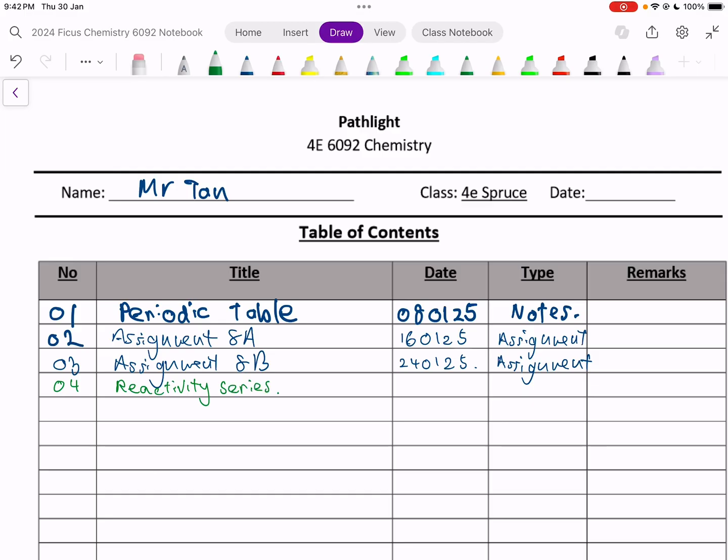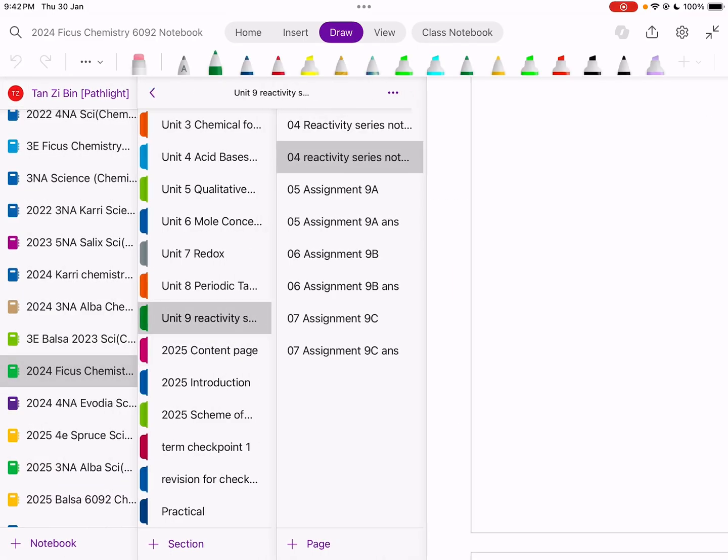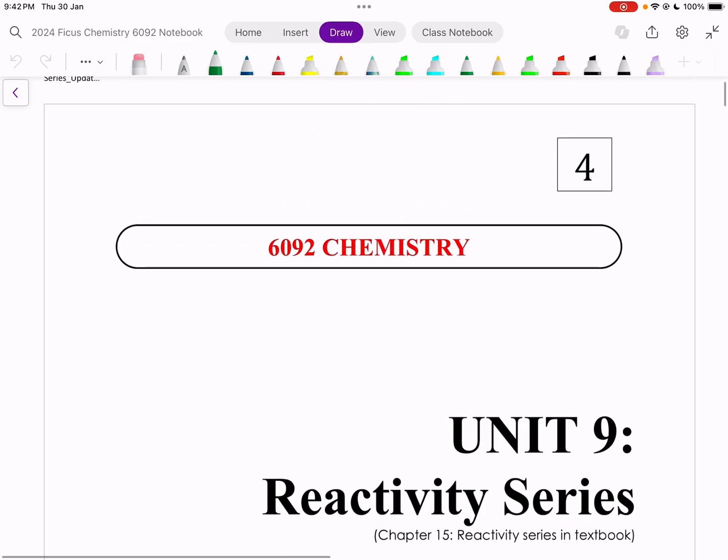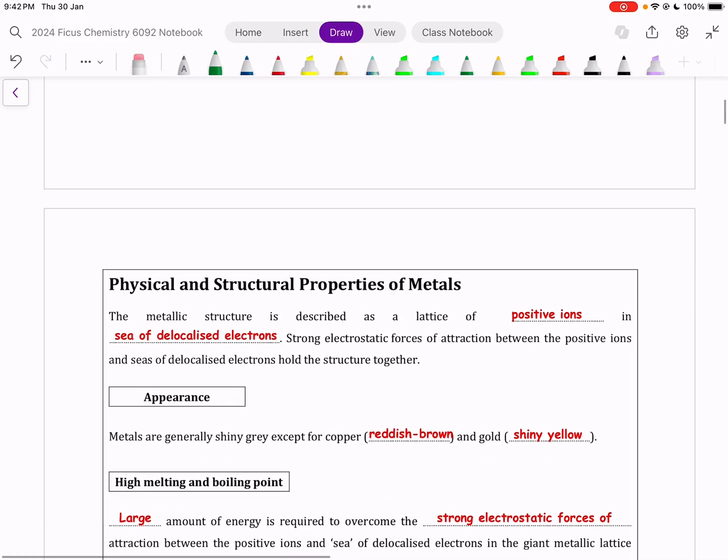Today's date is the 31st of Jan 25. That's your notes. Write in your name, class, as well as today's date. Then we can get started.